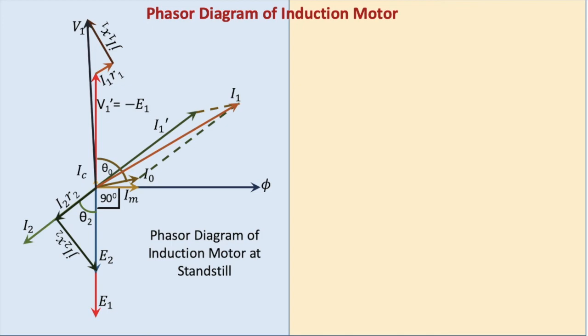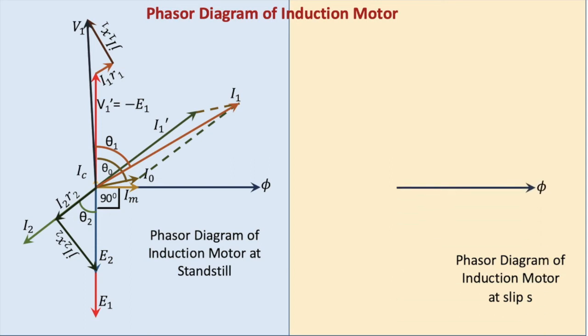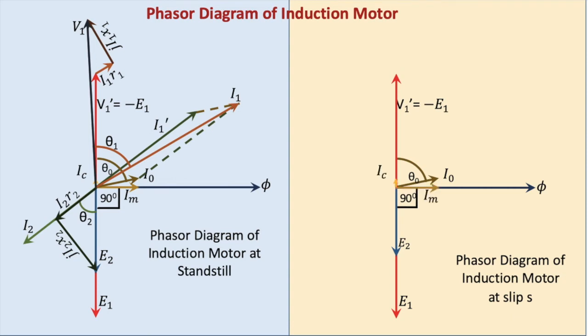So we'll draw the phasor diagram under the load condition, the phasor diagram of the induction motor at any slip S. Again we'll start with the flux, then the induced EMF on the primary and the secondary side, the primary V1 dash voltage which will be just opposite to the induced EMF on the stator side, then the no load current, no load power factor angle theta 0, the magnetizing current, the core loss current, and the load current.